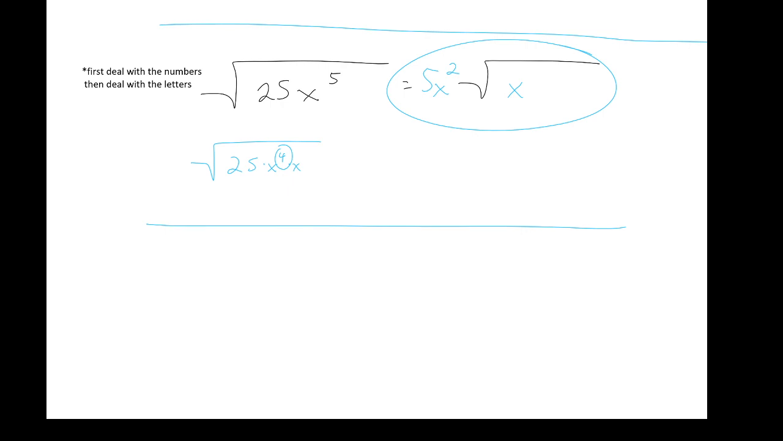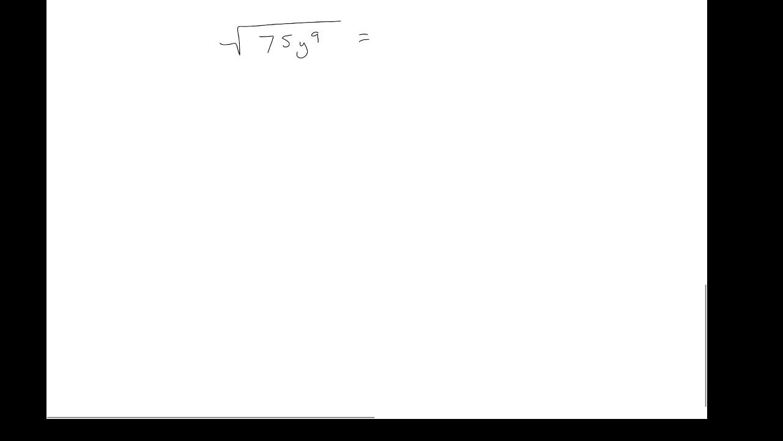Let's take rad 75 y to the 9th, okay? So let's have our radicand. 75 is 3 times 25, okay? Y to the 9th is really y to the 8th times y. So then let's keep going.